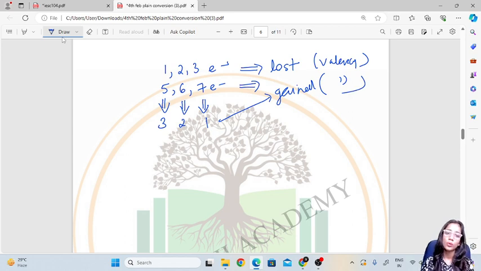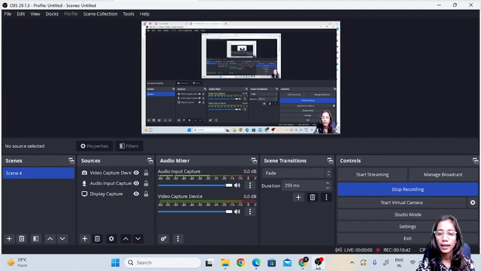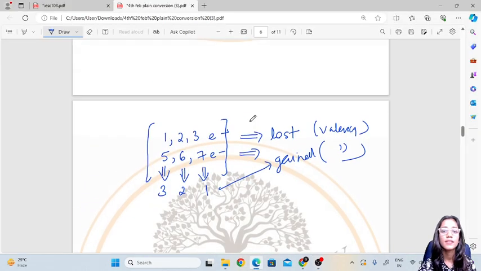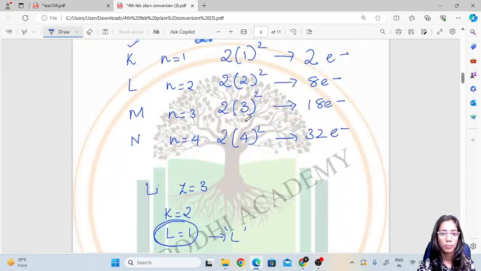So this is important. Studying this is important, that when you lose and when you gain electrons, that becomes the valency. So you either lose electrons or you gain electrons to get a completely filled outermost shell. That is the valency or the combining capacity of an element. This is a very important part from this chapter.